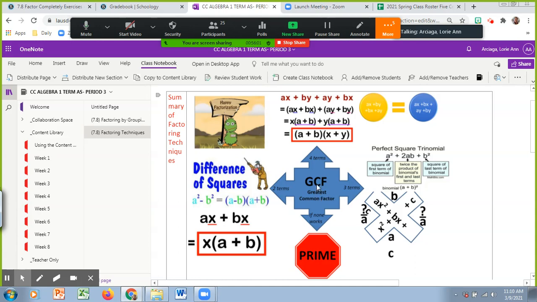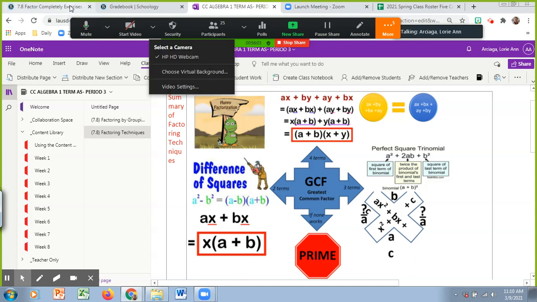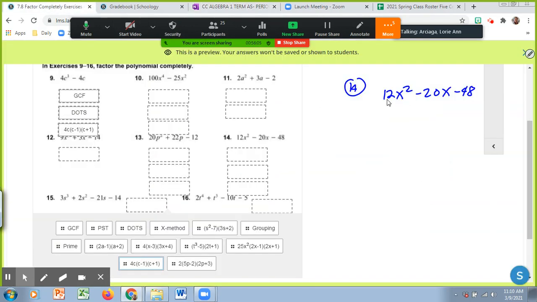Okay, so GCF. Is there a GCF? Yes or no? What can divide 12, 20, and 48 at the same time? First number that comes to your mind. Remember, even if it's not what we want, you can always figure out later and then just get another GCF if you got it wrong the first time. So what's the first thing that comes to mind? 4. Okay. So let's divide everything by 4.